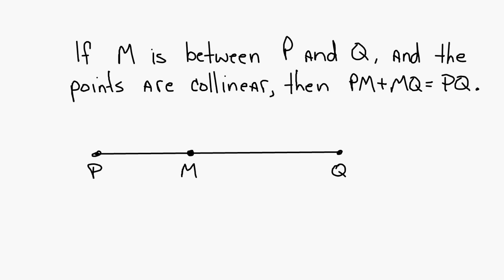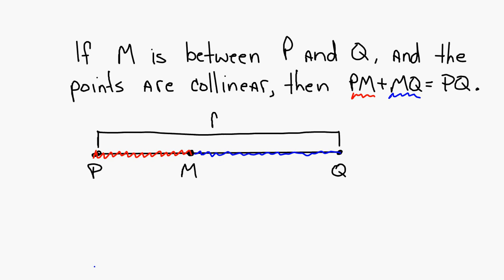So let's call P to M, or look at this. This is the red piece, isn't it? There's your P to M. Plus M to Q, blue piece. Right here, M to Q. So doesn't the red piece plus the blue piece, isn't that going to equal the entire segment? Right there, P to Q. Does everybody see that? The two smaller pieces added together equal the entire piece.